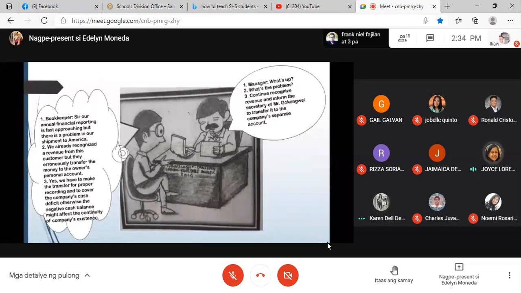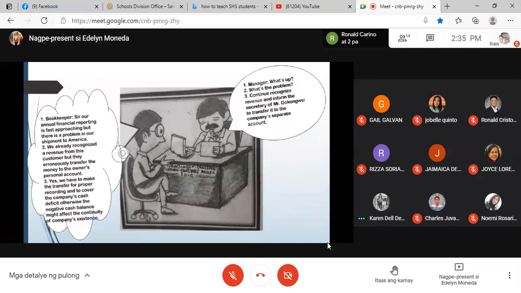Ma'am, our annual financial reporting is fast approaching, but there is a problem in our shipment to America. What's the problem? We already recognize the revenue from this customer, but they erroneously transfer the money to the owner's personal account. Continue to recognize a revenue and inform the Secretary of Mr. Gohongwei to transfer it to the company separate account. Yes, you have to make the transfer for the proper recording and to cover the company's cash deficit. Otherwise, the negative cash balance might affect the continuity of company's existence.